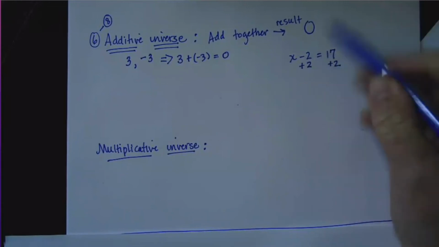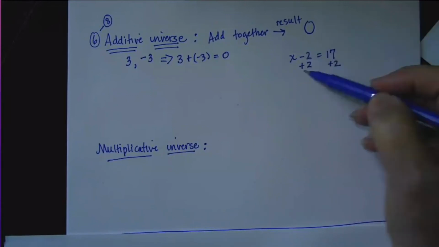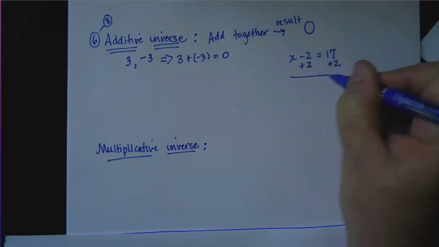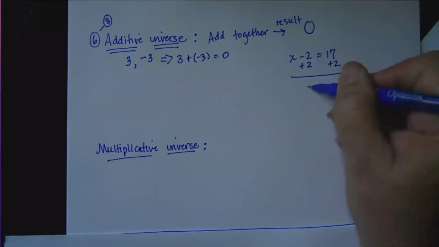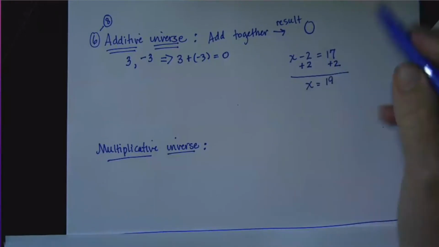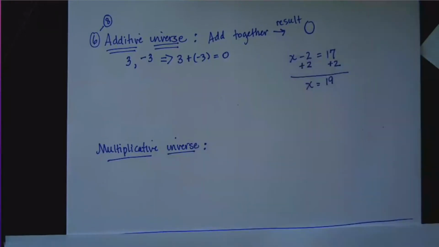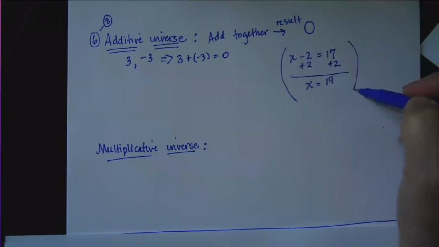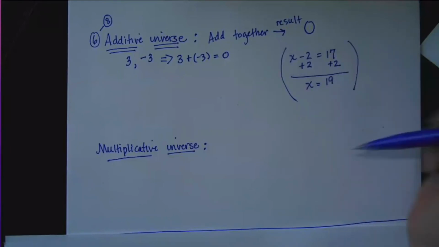So in this case, since it was a 2 that was being subtracted, we were going to add 2. And the reason why is because it made that 0, and so x was left by itself. So it was 19. So that's the reason why it's important to remember an additive inverse. And this example might help you to remember when you've used it before.